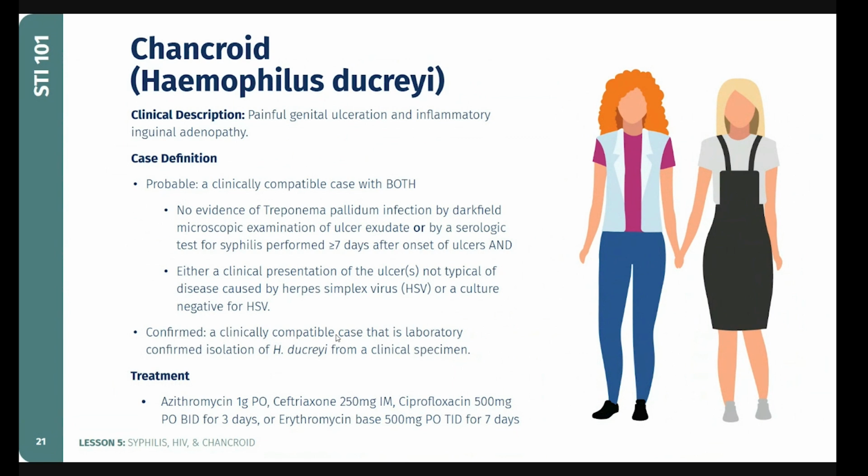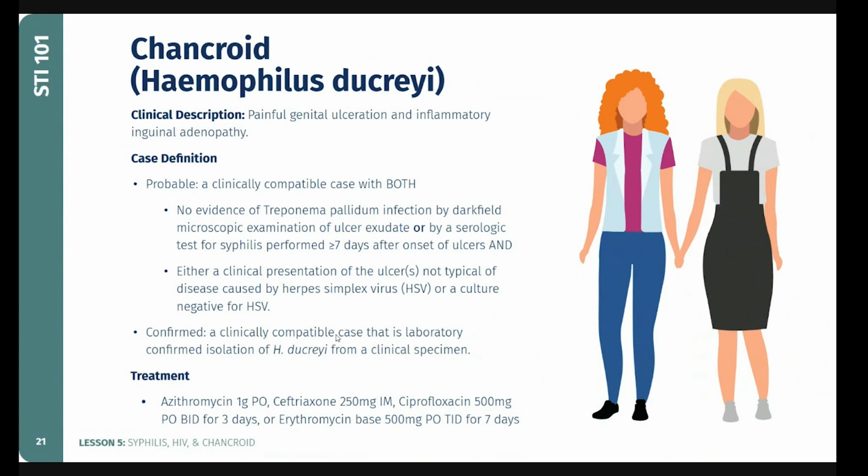Finally, let's take a moment to explore chancroid. Chancroid is a reportable STI in Arizona. However, it is incredibly rare. It is characterized by a painful genital ulceration and inflammatory inguinal adenopathy. Every so often, we get a report of suspect chancroid, and about once every 5 to 10 years, it does meet the definition for a case.